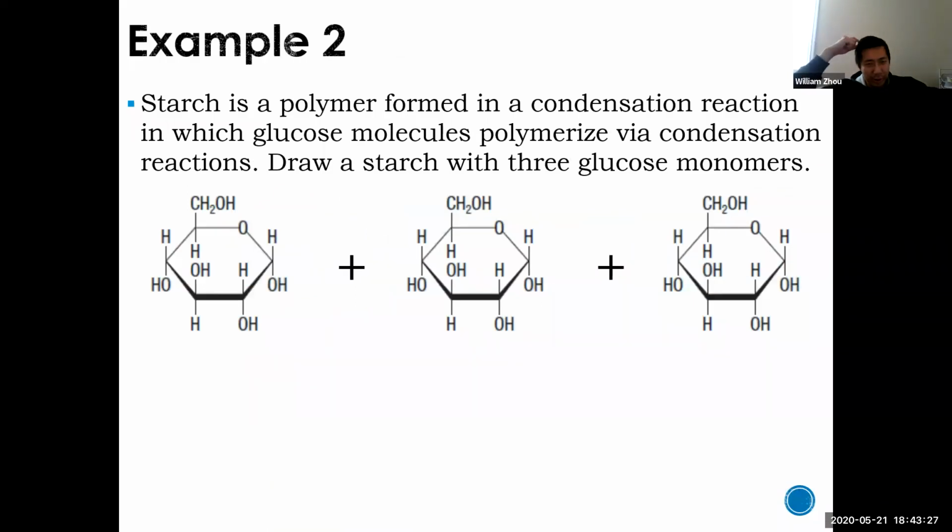So example 2 makes you draw a polymer of glucose. So starch is a polymer formed in a condensation reaction in which glucose molecules polymerize via condensation. Draw a starch with 3 glucose monomers. So I have provided the structure of glucose. Your job is to put them in a chain, hook them together to make starch. All right, so I'll give you 1 to 2 minutes for this. You have to think about what you have to do. Okay, a clue is this is a condensation reaction. You have to remove water. So I'll take this up in around 2 minutes.